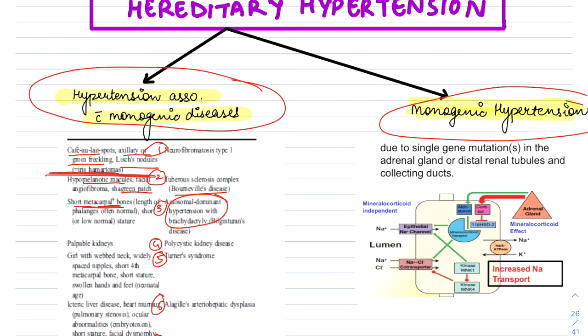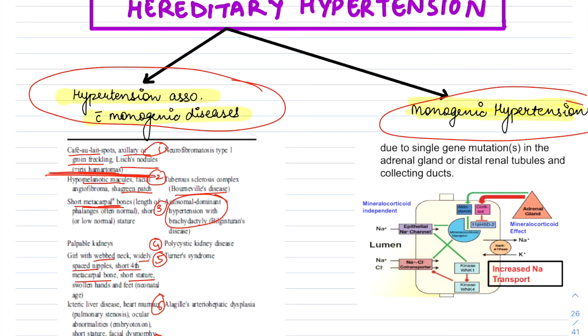Next in the list we have polycystic kidney disease, which you must already know. It can be of autosomal dominant and autosomal recessive types and is associated with enlarged palpable kidneys. Next we come to Turner syndrome, which, as you must already be familiar, is characterized by sex chromosomes XO. The typical patient is a girl with webbed neck, widely spaced nipples, short fourth metacarpal bone, short stature, and short stubby hands and feet.